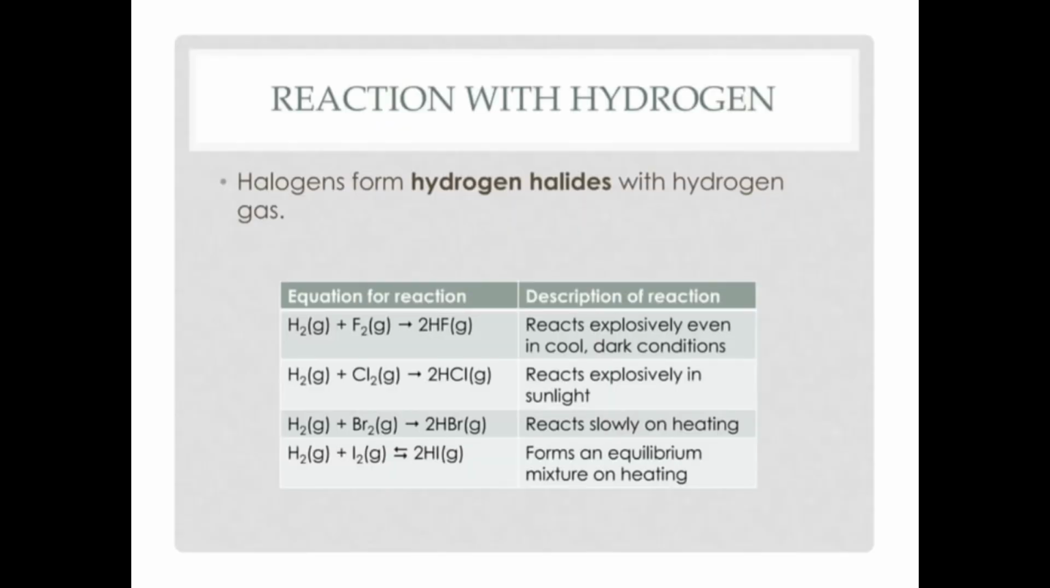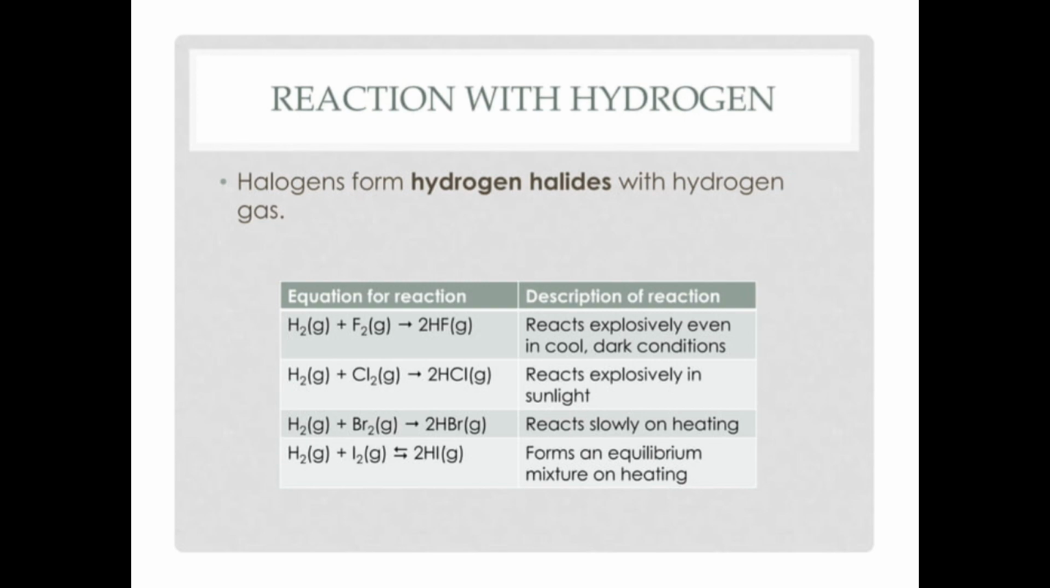Okay, so let's look at further reactions. They can also react with hydrogen to form hydrogen halides. For instance, this is what we have: hydrogen fluoride gas, hydrogen chloride gas, hydrogen bromide gas, and hydrogen iodide gas, and this is the description of that reaction.